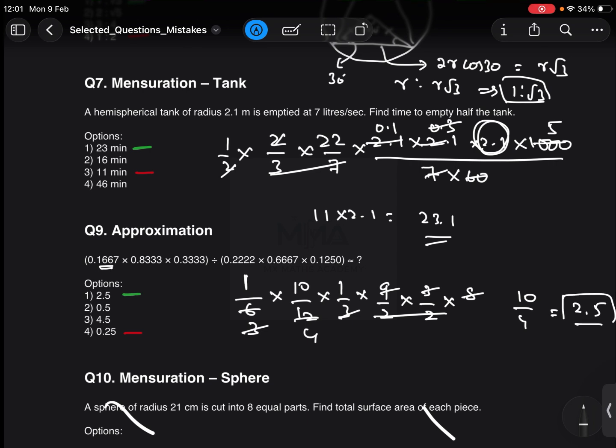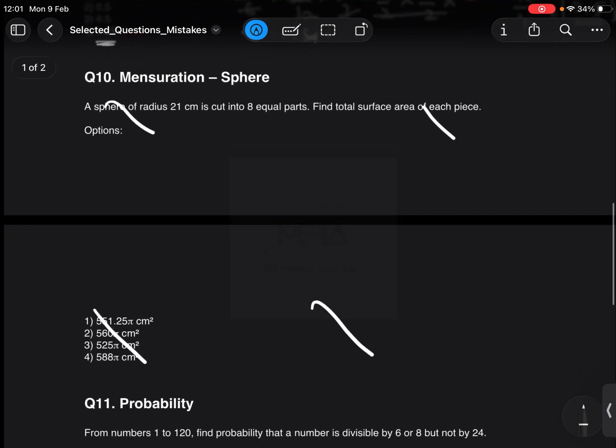I probably would have missed out on this 10 here, and I would have directly written 1 by 12, and I've seen in my response sheet that I've marked the fourth option, but the correct option is 1. Okay.